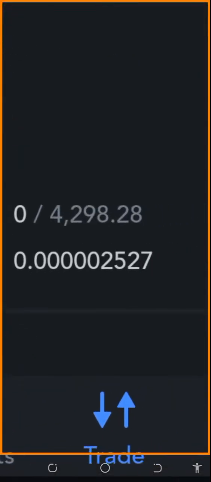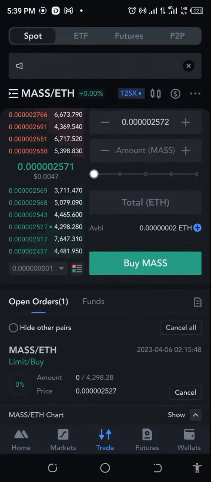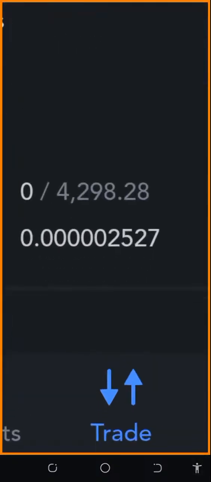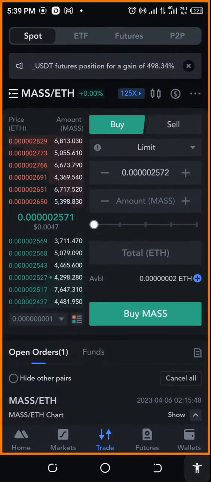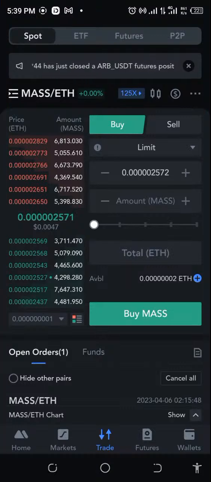This was the price where we fixed it to buy our MASS. As you can see, we fixed the price for us to buy it at 0.00002527. Look at the price right now. The price right now is 2572. Well, it looks like we've been stuck. It's been up and down, going to 2550, 2540, 25. It's just been hovering.